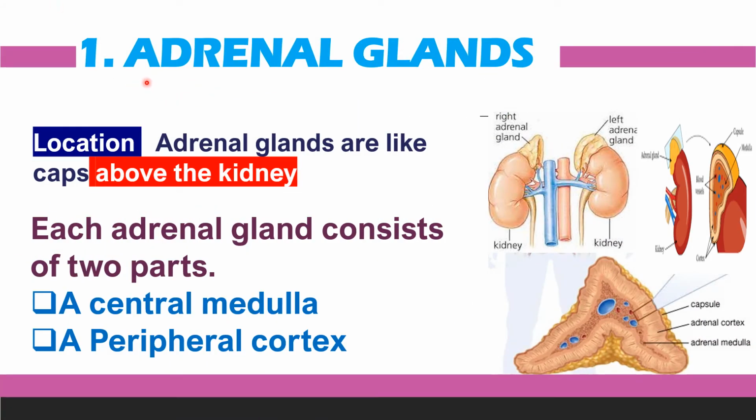First, we can learn adrenal glands. Where is the location of adrenal glands? Here you can see adrenal glands are located above the kidney. Adrenal glands are like caps and are located above the kidney. Each adrenal gland consists of two parts: a central medulla region, the adrenal medulla, and a peripheral cortex. The peripheral region we call the adrenal cortex. The central region we call the adrenal medulla.